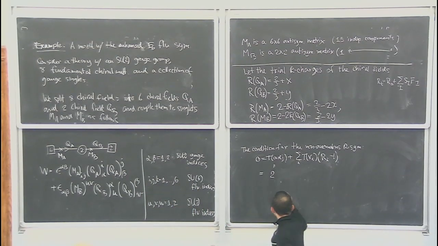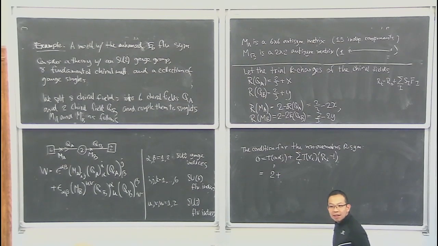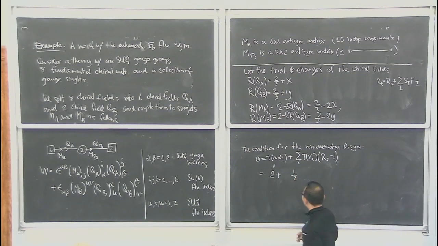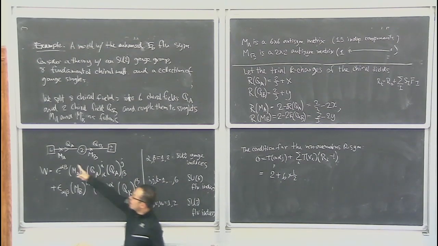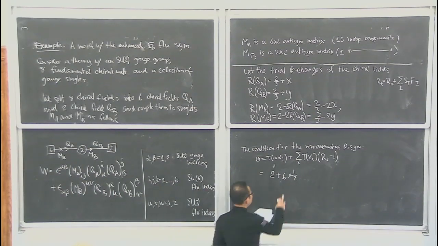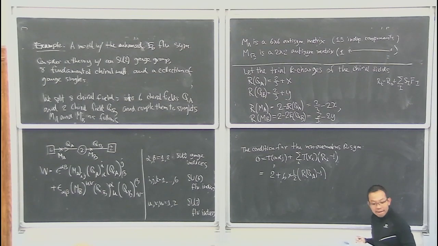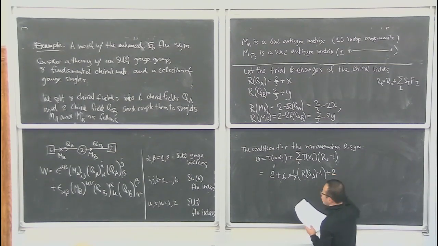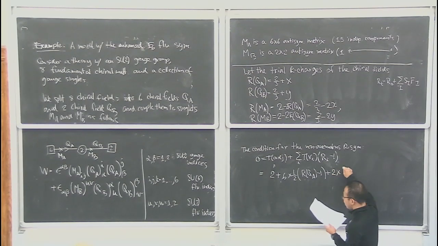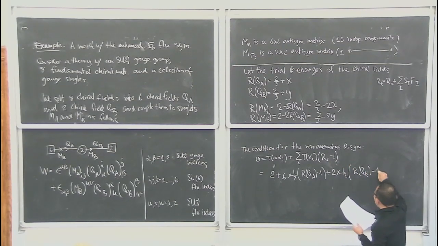Then, okay, what's the next term? Can you help me? 1/2, that's right. This is the fundamental representation. So there are 6 of them, right? There are 6 of them that are charged under this. So you have R of QA minus 1. Do you agree? Then there is 2, because you have 2 of them charged under this, 1/2 (R of QB minus 1).